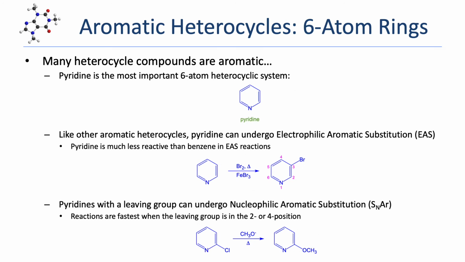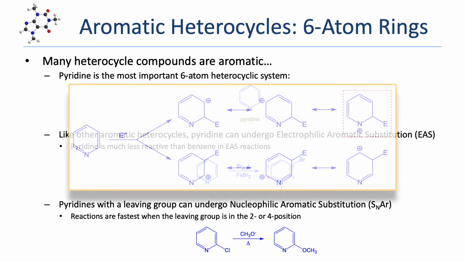There's really only one common 6-atom heterocycle that has only one heteroatom, and that's pyridine, a 6-atom aromatic amine. Because pyridine is aromatic, it can undergo the same electrophilic aromatic substitution reactions as benzene. Here we see pyridine subjected to an EAS halogenation reaction. The reaction can result in substitution at either the 2, 3, or 4 position. In the EAS reactions of pyridine, substitution is mostly seen at the 3 position.